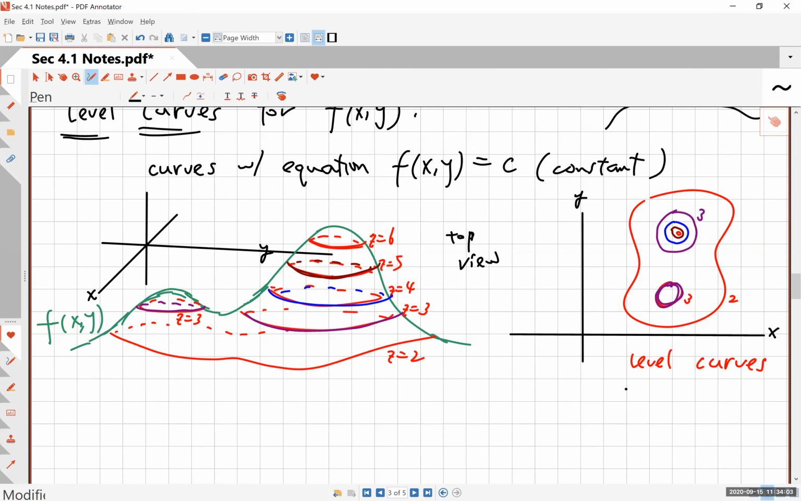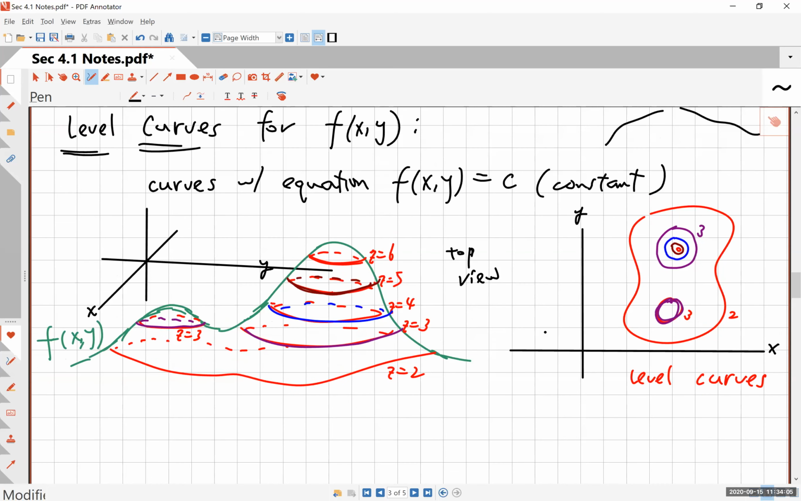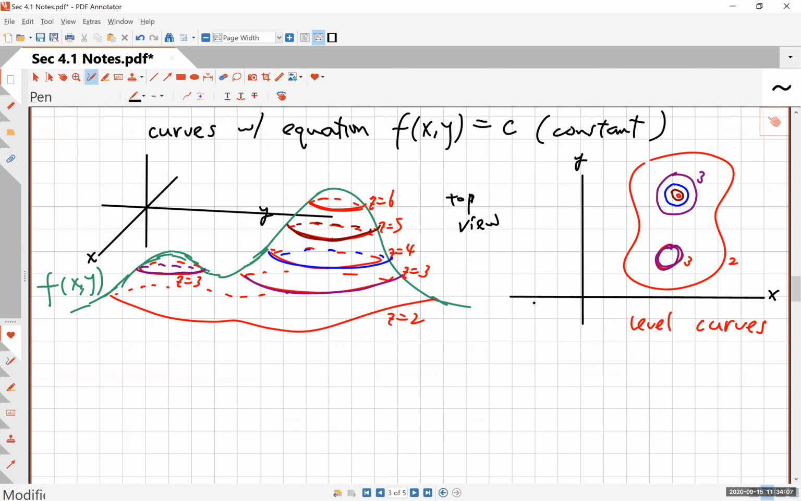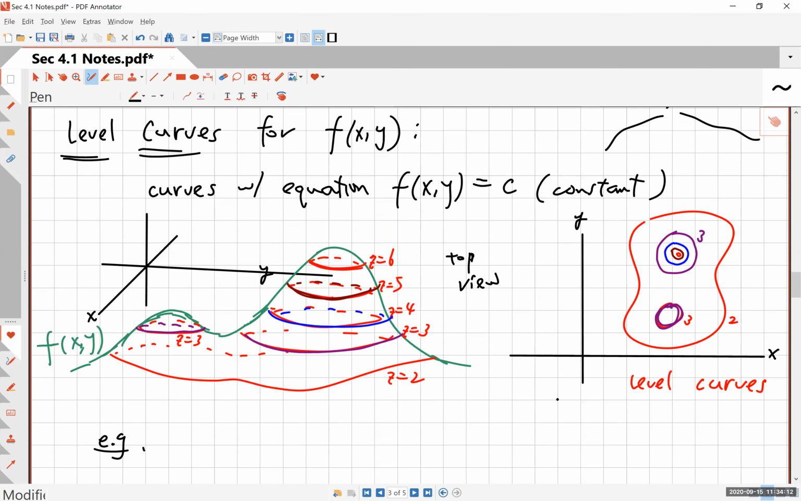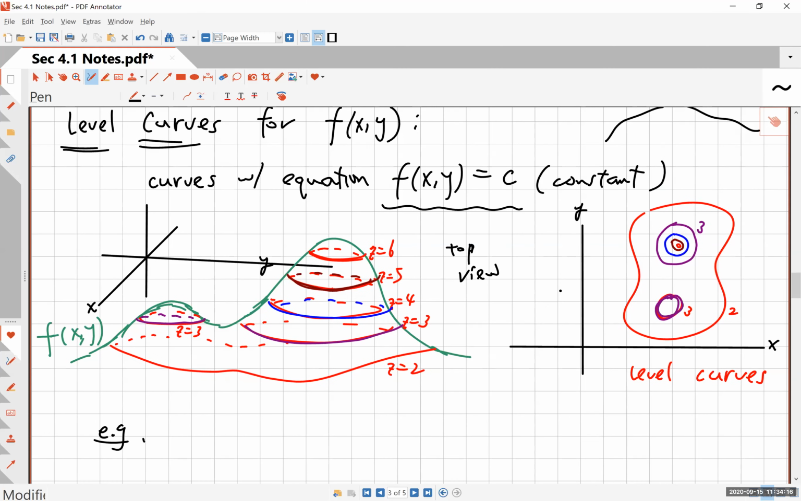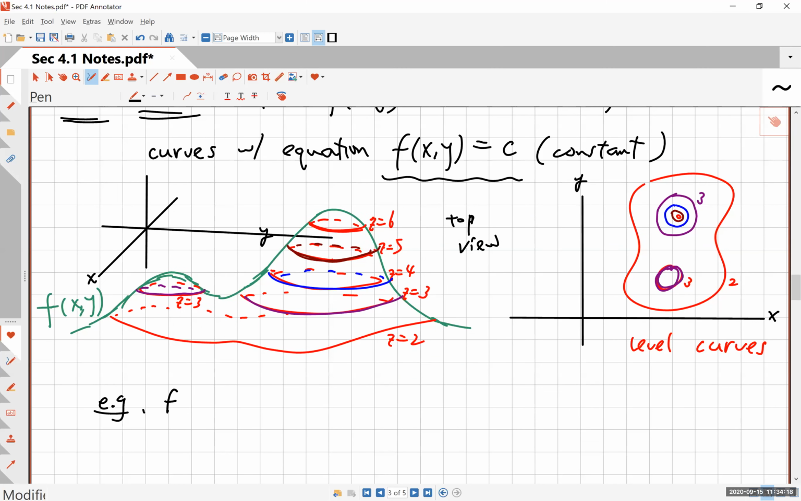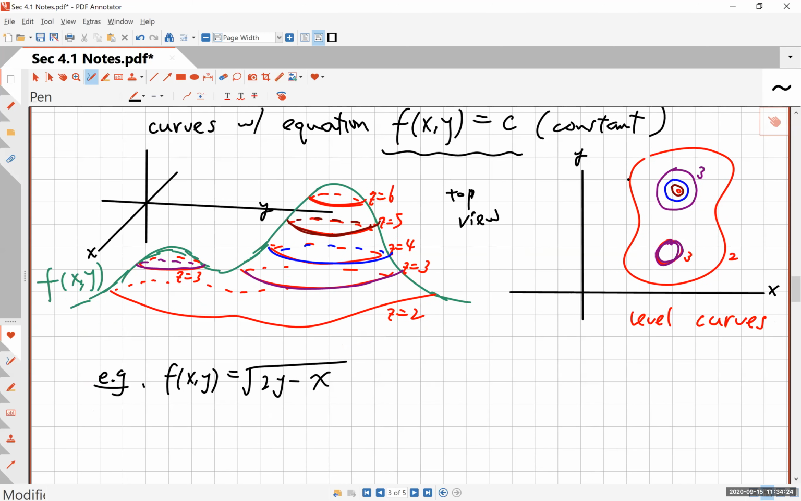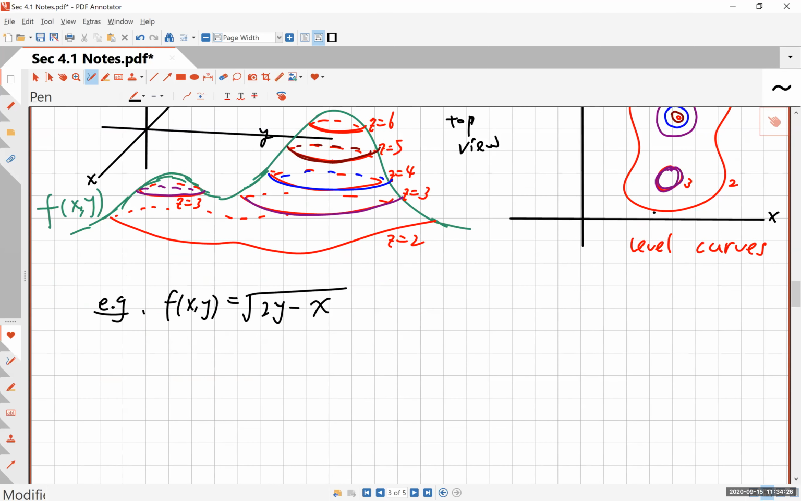Now, typically you don't just have a picture and get to sketch this. Many times we have to calculate what the level curves are, but it's really not that difficult because all you have to do is set z equal to some constant and figure out what that is. Here's an example: f of x, y is equal to the square root of 2y minus x. I'm going to give you a few examples, but what are the level curves?